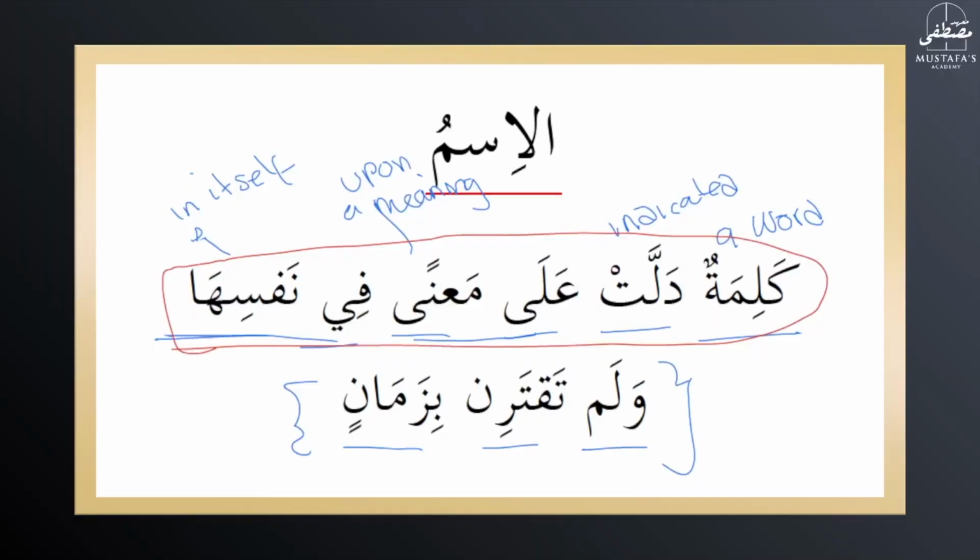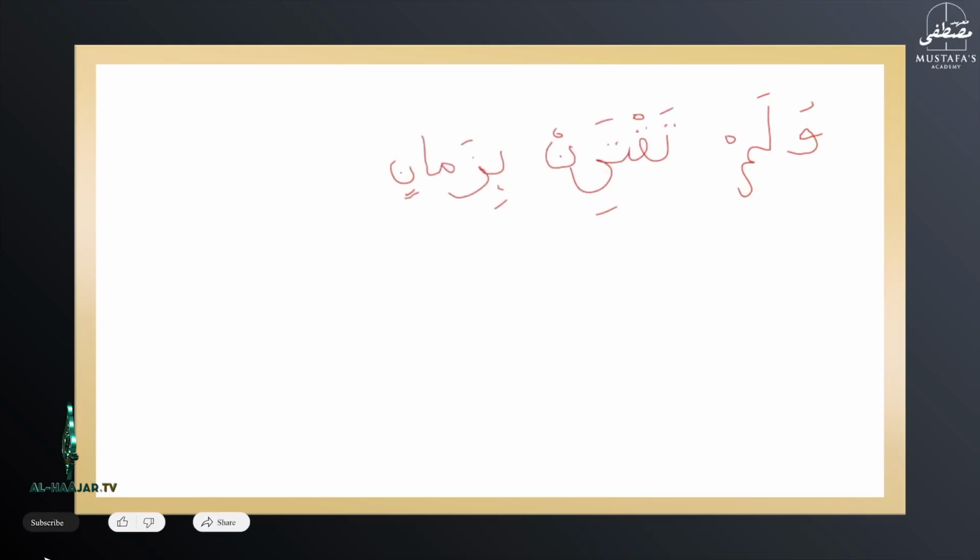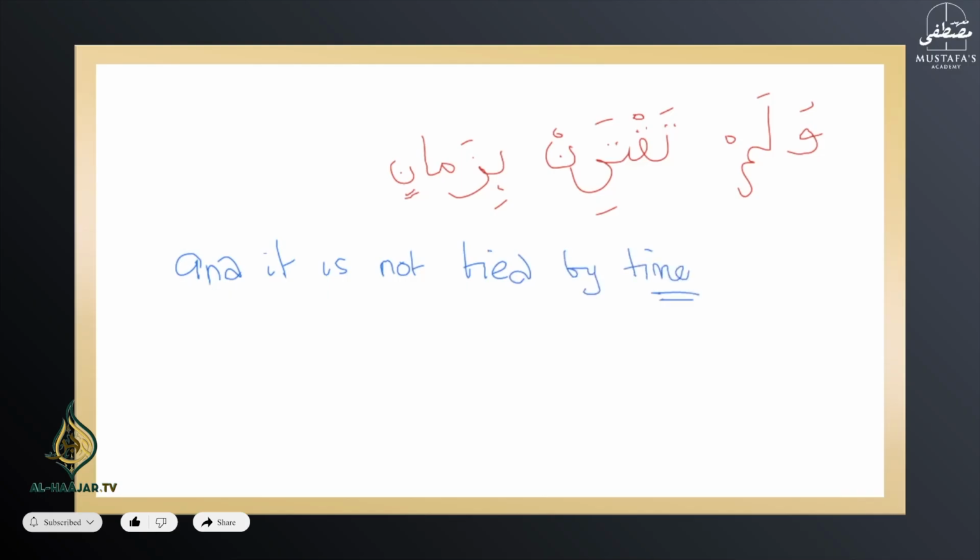But there's a difference between nouns and verbs. So if you look carefully, you'll notice this. The noun, however, this means wa lam taqtarin bi zaman. If we want to dissect this, wa lam taqtarin bi zaman, what does this mean? And it is not tied by time. It does not have any sort of connection with time.